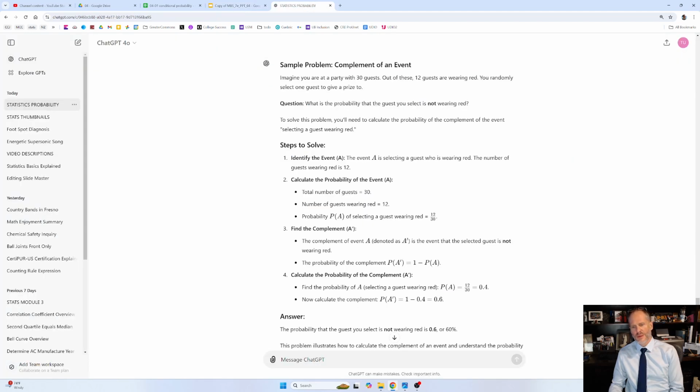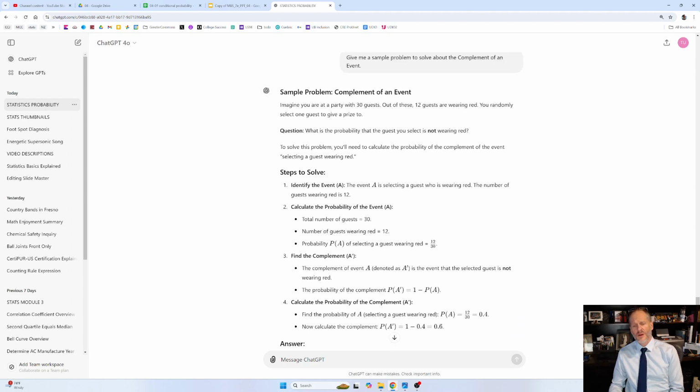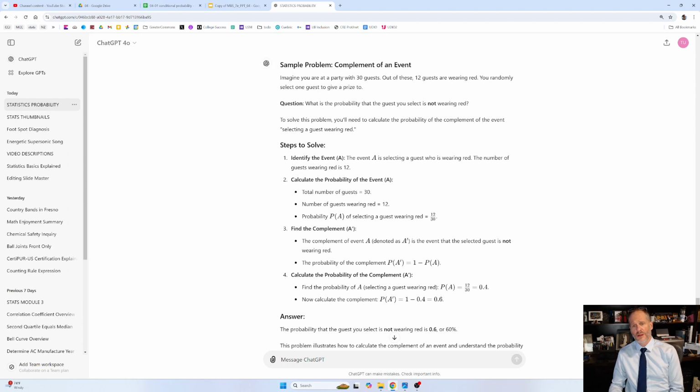And so when we do 1 minus P(A), we have the P(A), right? The probability of that event that they're wearing red is 0.4. So 1 minus 0.4 is 0.6. So the probability that the guest you select is not wearing red is 0.6 or 60%. The problem illustrates how to calculate the complement of an event and understand the probability of the opposite outcome occurring. So if you know some statistics, like we knew 12 of the guests were wearing red, and we wanted to know the probability that the guest you select is not wearing red, the event A is that they are wearing red, and then the complement of A is that they're not wearing red.